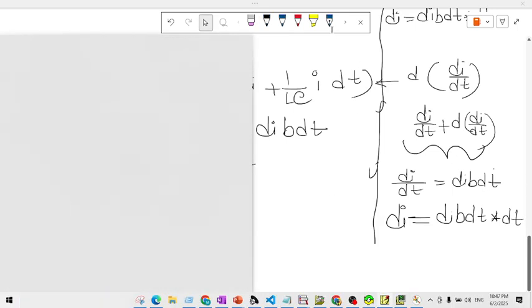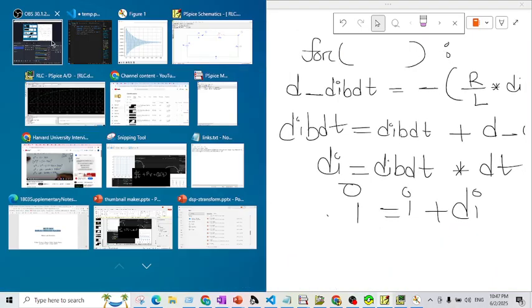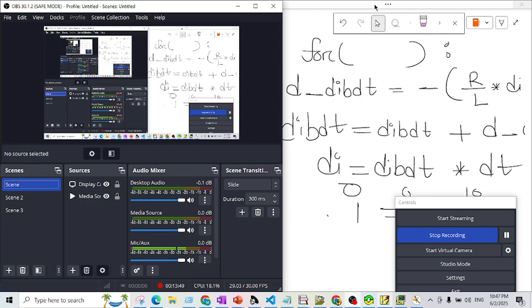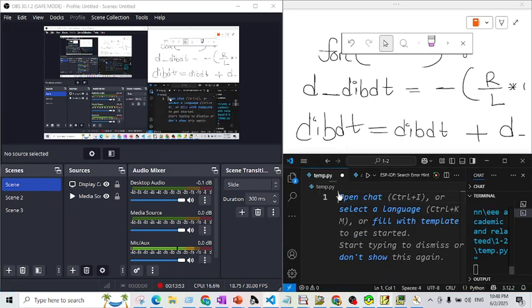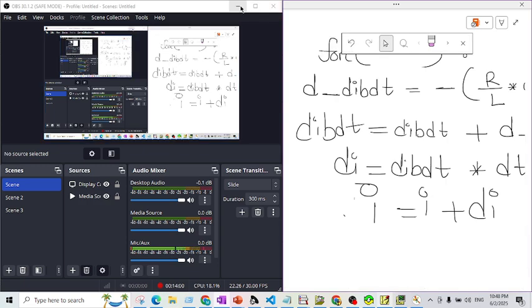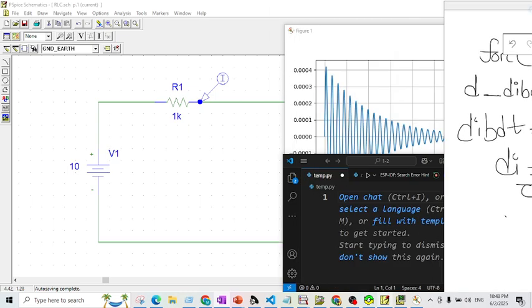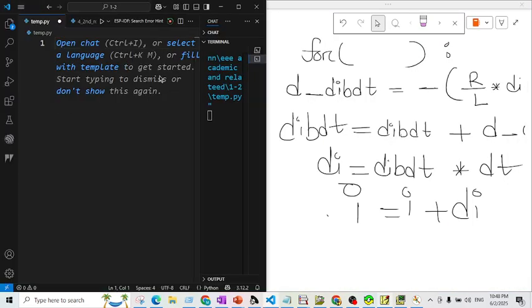Let's implement this in my code. Okay, let's erase this thing.